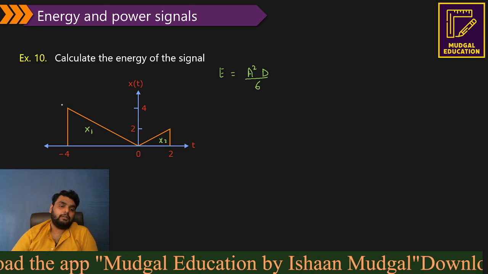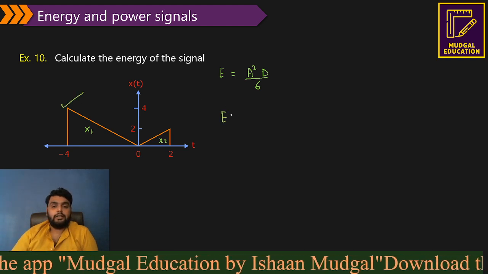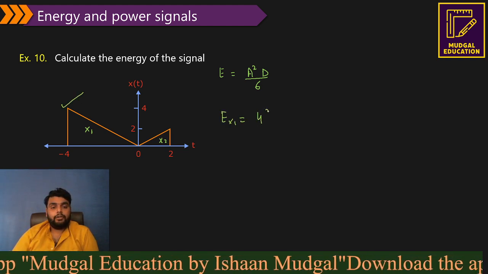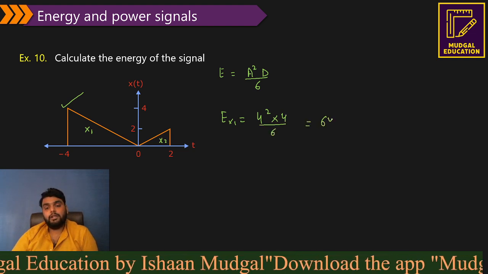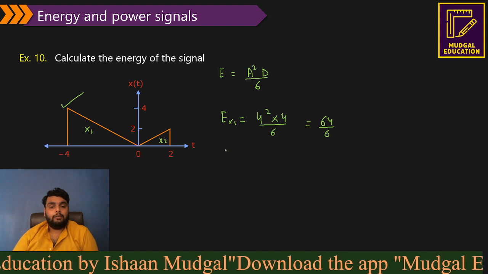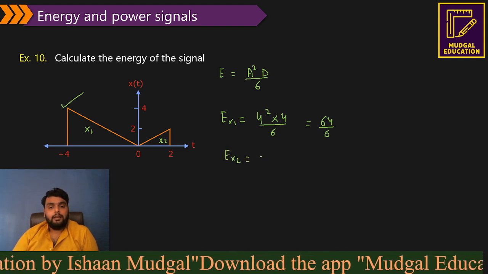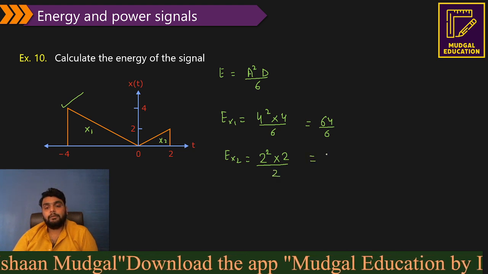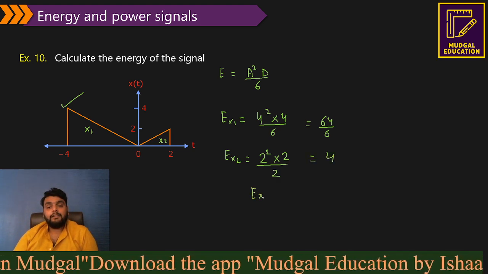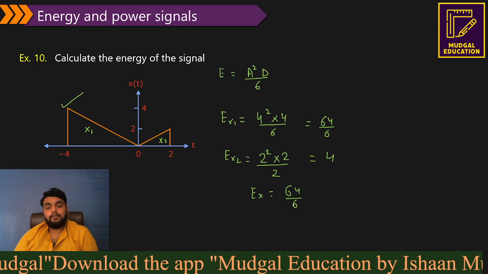Okay, so understood this. Now what will be the energy of this signal x1? A square, 4 square, duration is also 4, divided by 6. So it comes out to be 16 times 4, 64 by 6. And what is x2? Amplitude whole square multiplied by duration divided by 2. It comes out to be 4. Now the final energy will be how much? 64 by 6 plus 4.